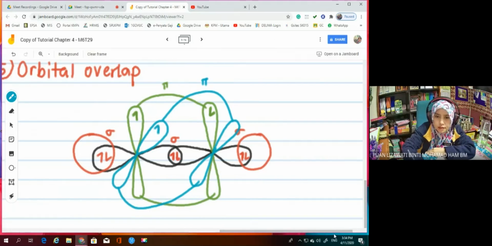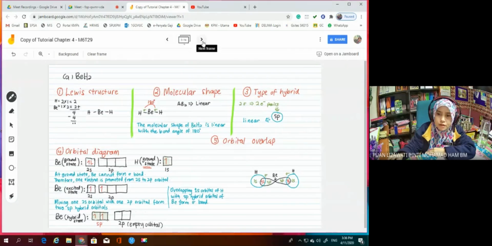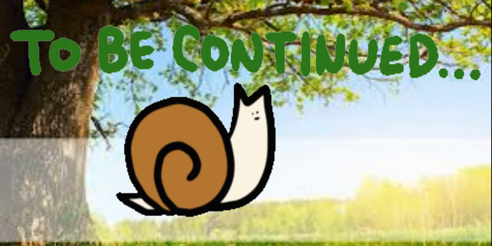Okay, and then electron spin up, spin down. Alright, next, label the rest. Okay, that's all. 2 examples for sp hybrid orbital.